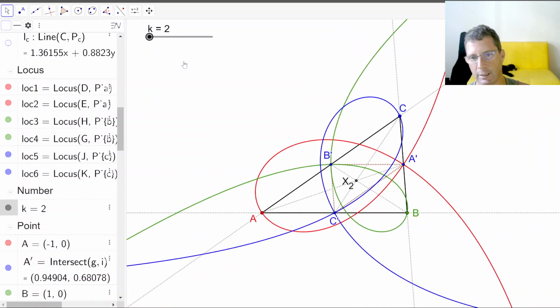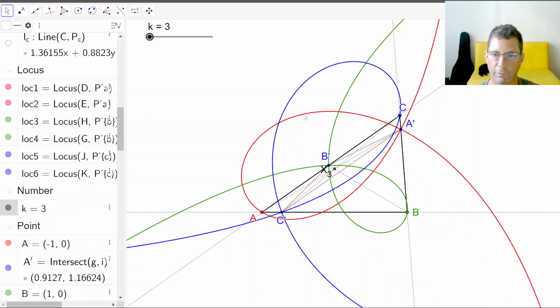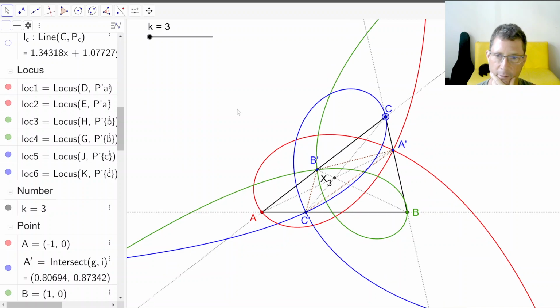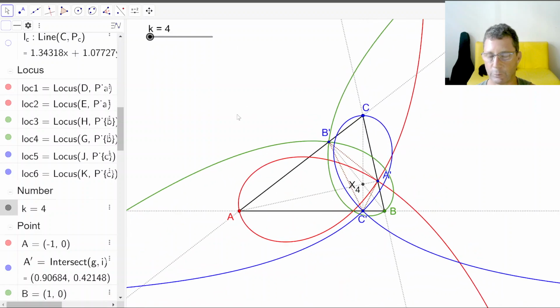You can see that each strophoid is going through its node as expected, and its focus. But they don't interact in any remarkable way. As I move forward to X3, let's make this triangle be less obtuse. I don't see anything remarkable either. Let's go to X4, the orthocenter. So this is the orthic triangle. The Cevian now is my orthic triangle, and you can inspect this. You don't see anything special.